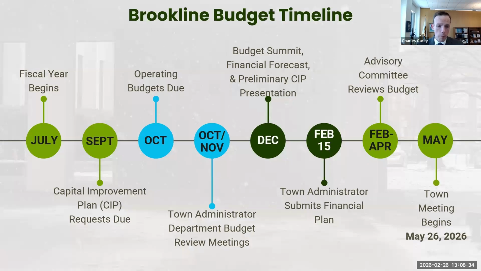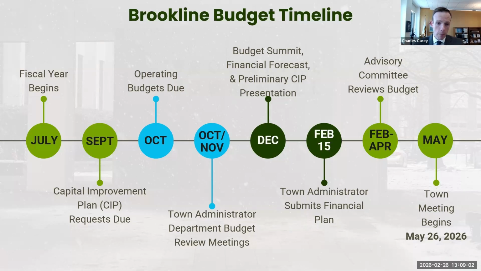Here's the timeline for how a budget gets put together. The fiscal year begins in July, and we have a couple of months in the summer to gear up. Starting in September, the next year's capital improvement plan requests are due from the departments. Their operating budgets are due in October. We have meetings where we go over the budget with every single department, and we talk about what we think we're going to have in terms of revenue and how it meets the growing expenditures that the departments are facing.